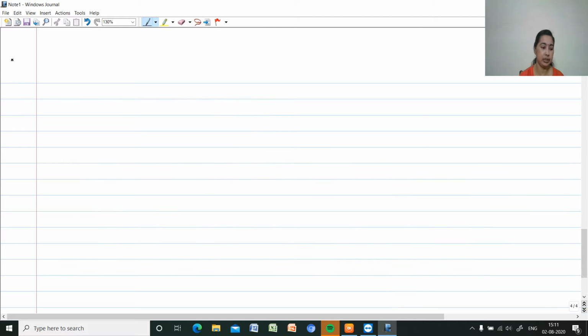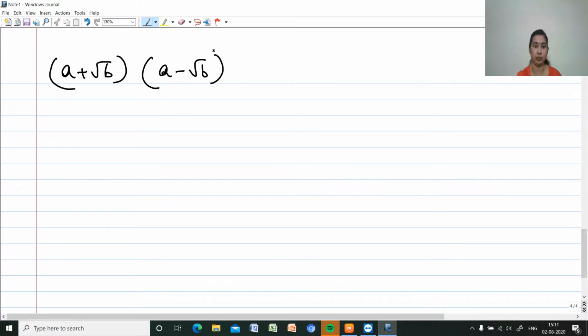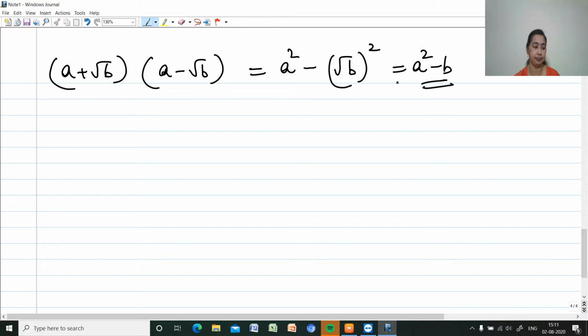Then the next identity is a plus root b into a minus root b. What happens here? Same thing we are applying: a plus b into a minus b means a square minus b square. So a plus root b into a minus root b can be written as a square minus root b whole square, that is equal to a square minus b.